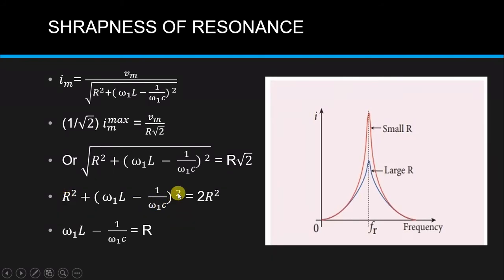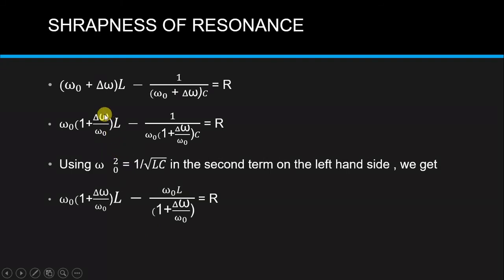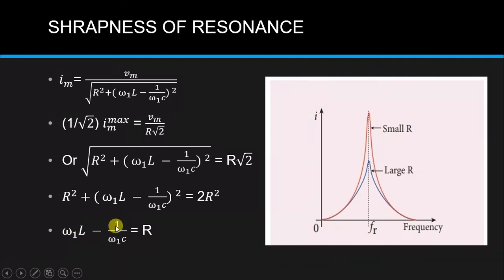See, R square is common on this side, so it becomes 2 R square minus R square, which is R square. We need to take the square root on both sides, removing this square and also this square, so we will get omega 1 L minus 1 upon omega 1 C is equal to R.